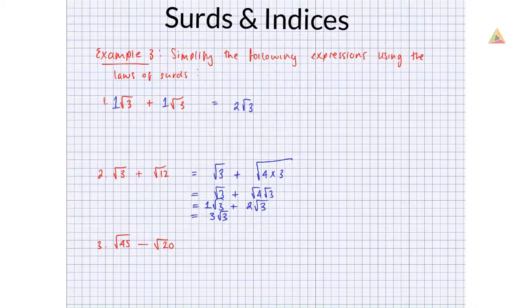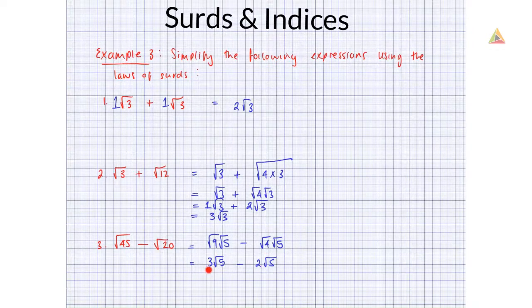So for question 3 then, we're going to do the same thing again. We're going to try and break it down. So root 45 we can rewrite as root 9 by root 5, minus... can we get root 20 in terms of root 5? We can. So root 4 by root 5. Root 9 gives us 3, so it's 3 root 5 minus root 4 by root 5, which gives us 2 root 5, because root of 4 is 2 and the root of 9 is 3.